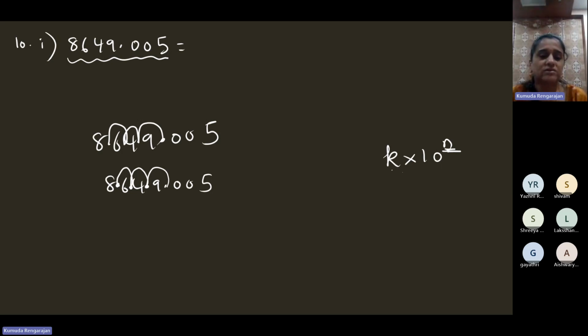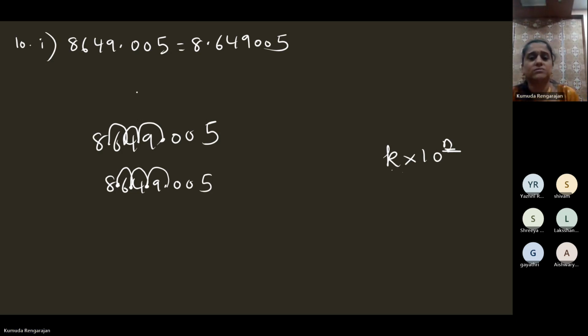So you shift it like this. It's 8.649005. Yes, 8.6 is in this range, 1 or more than 1 but less than 10. So write this number as 8.649005. 1, 2, 3 places we have shifted the decimal point. We have shifted the decimal point by 3 places.